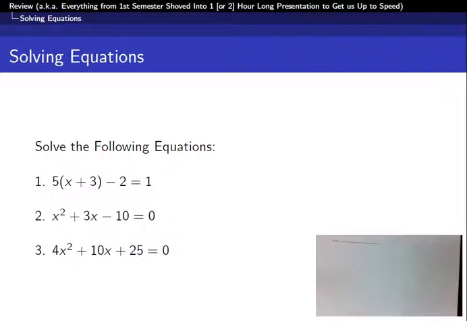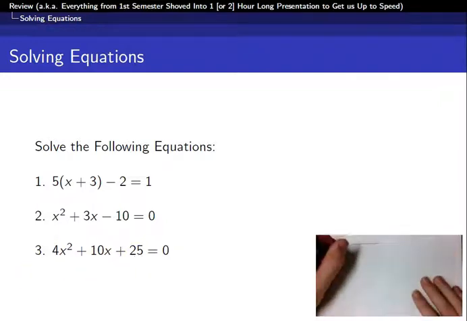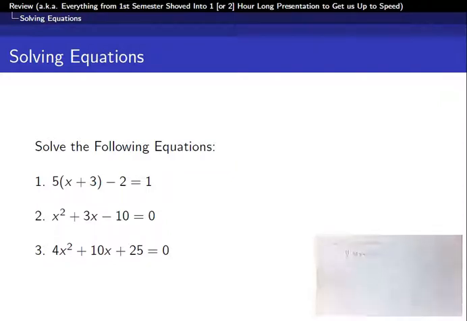Solving equations. Once you have the factoring down, you're actually going to start solving equations, which is really why algebra was invented in the first place. So this is where it gets a little bit more fun. The first example we have here is a linear equation. It's a linear equation because the largest exponent is 1. So here we have 5(x plus 3) minus 2 equals 1.